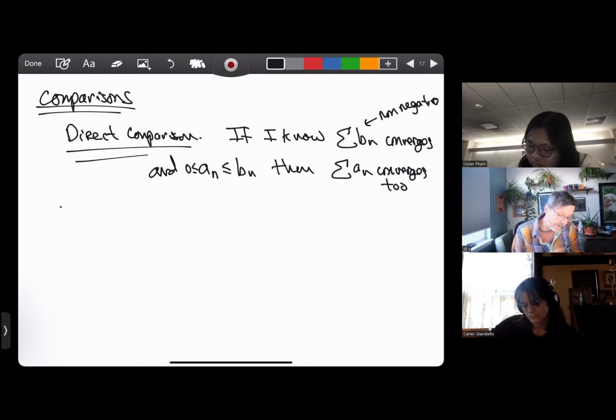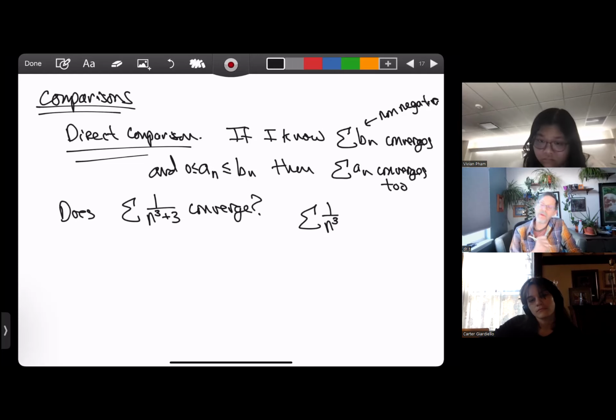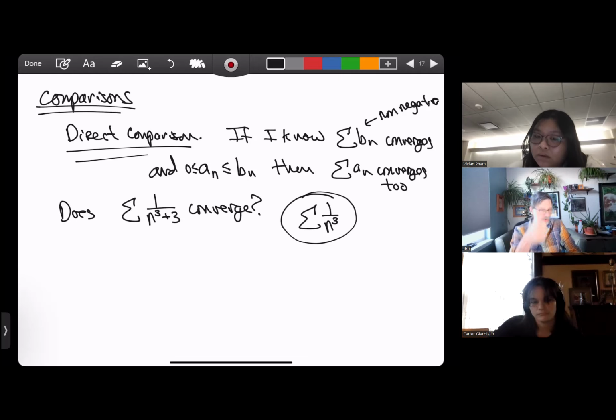So, does this converge? It doesn't matter where, we're just going to infinity. It kind of looks like this one, right? It kind of looks like 1 over n cubed. And does this series converge, the 1 over n cubed? Yeah, totally, right? It's a P series, P equals 3. So P equals 3, so it converges.